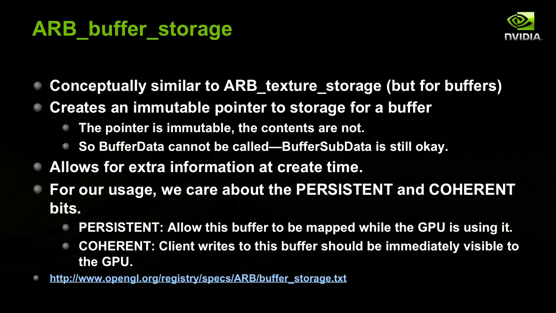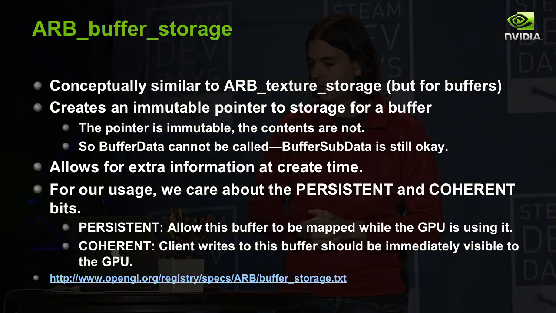Another thing that ARB texture storage did was it lets us specify some extra information at create time. And the two things that we really care about here are the persistent and coherent bits. Persistence just says, let me keep this thing mapped all the time. I don't care if the GPU needs to source from it. And then coherency also lets you say, when I make a write here, if I then issue a GPU command, I want that write to show up right away without any additional driver interaction. You can also use these types of buffers to stream data back, for example, doing persistently mapped PBOs to do asynchronous readback. We're not going to talk about that today.